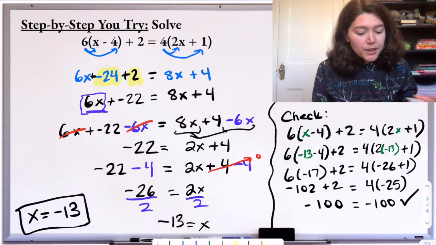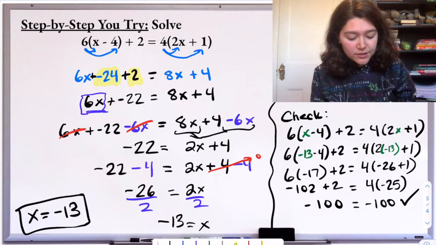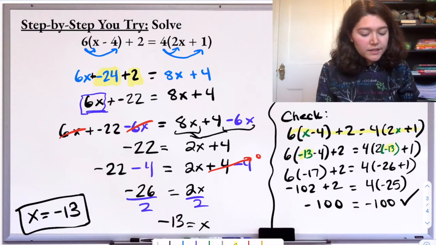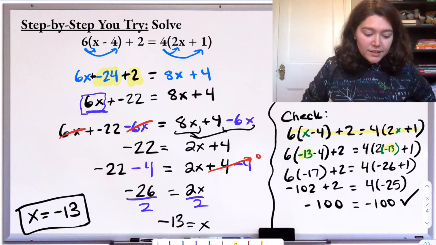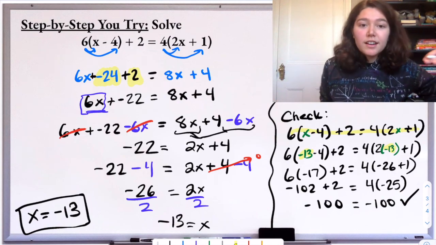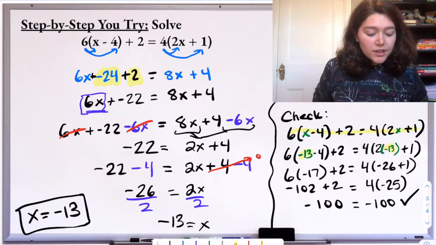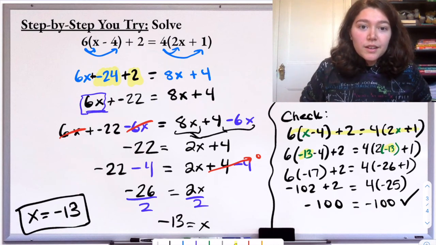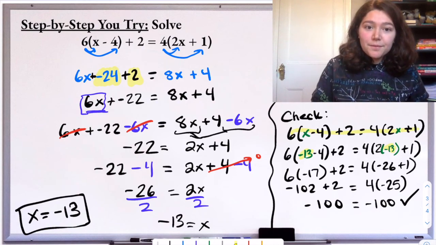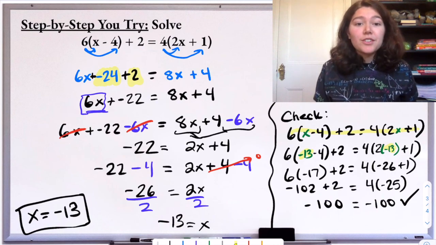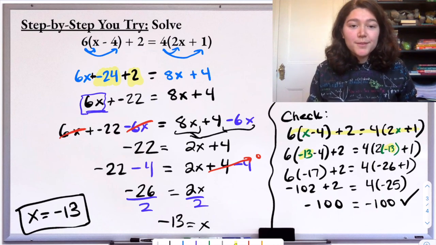And then I checked my work over on the right-hand side. You can see I rewrote my original equation. I substituted in negative 13 for x, and then I just simplified, and on the left-hand side I got negative 100, and on the right-hand side I got negative 100, so I get negative 100 equals negative 100, so I'm correct. So it doesn't really get harder than this. We just have to take our time and go step by step. Great job, everyone.